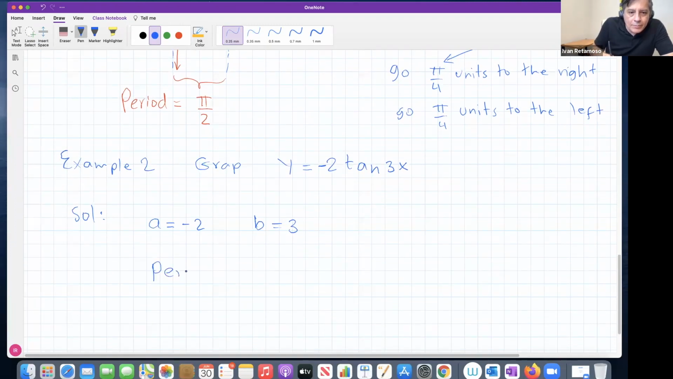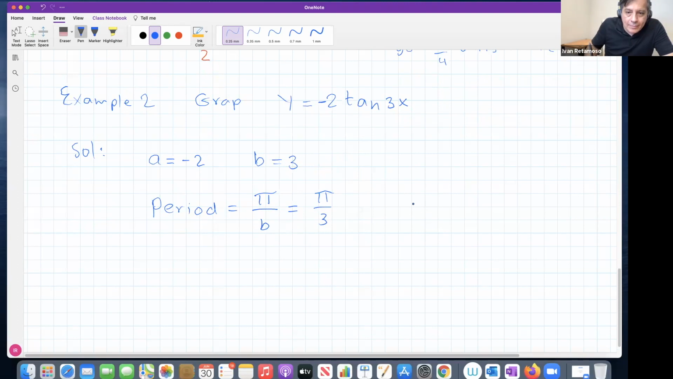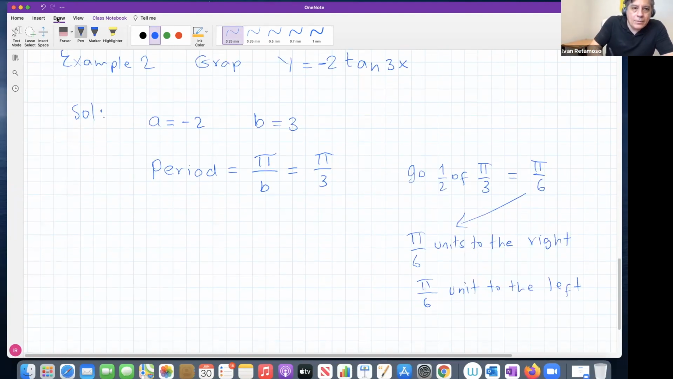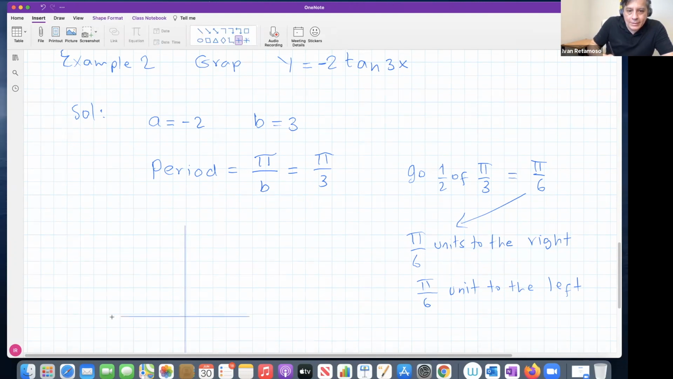And turns out we use just one formula, which is this: period, which is pi, the period of the tangent function, divided by b. In this case, b is 3. So pi divided by 3 is the period. Now we follow the hint. Go 1/2 of pi over 3, which is equal to what? 1 times pi, 2 times 3, 6, pi over 6 units to the right from the center, and pi over 6 units to the left. That way you're going to construct your vertical asymptotes. And with that, you should be able to graph this tangent function.